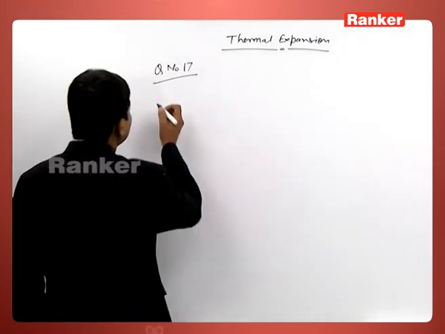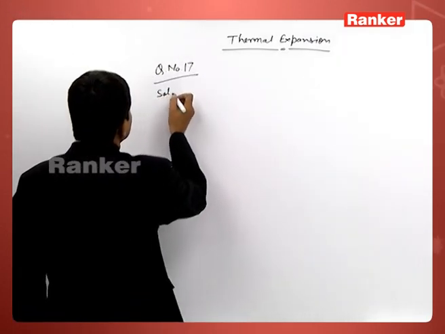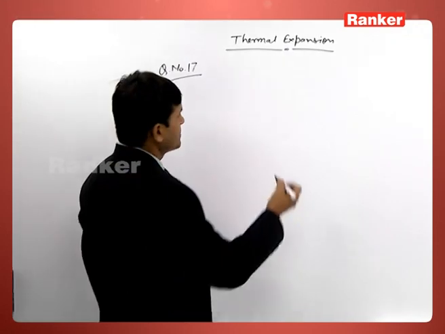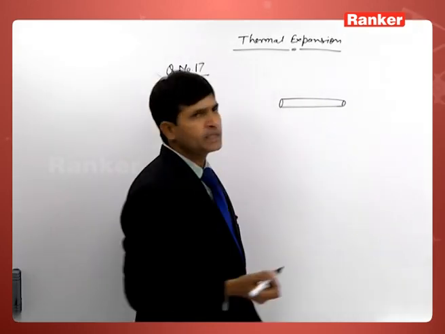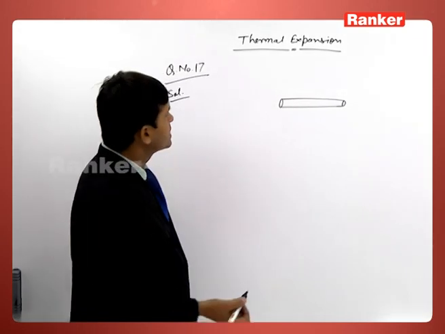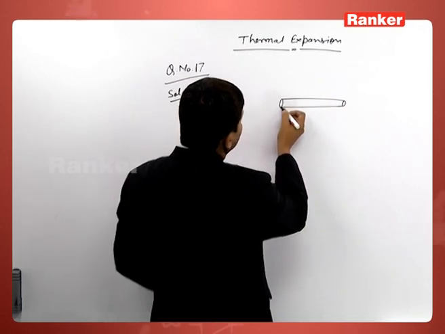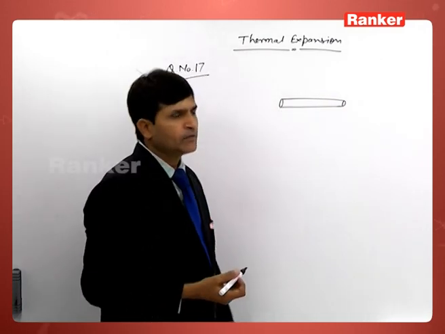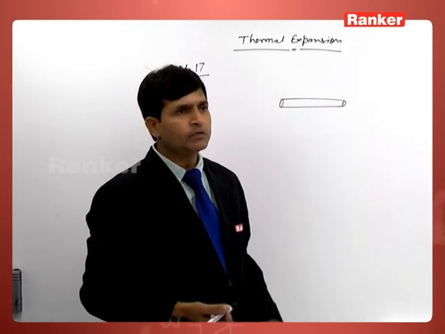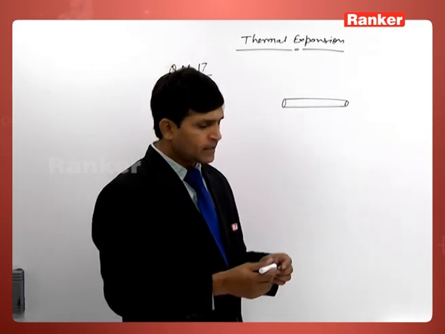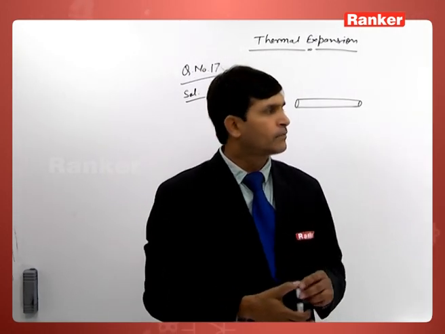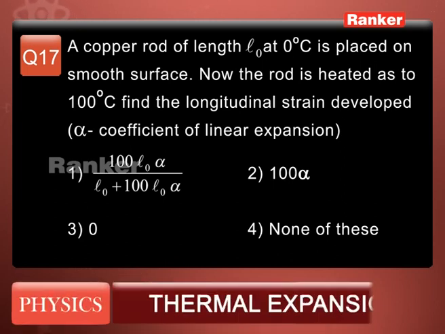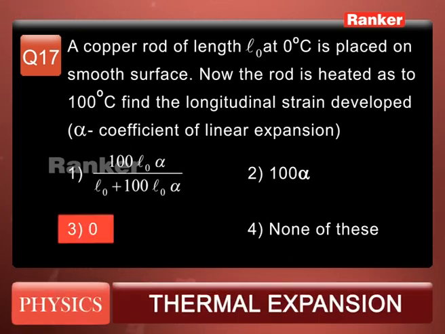The main important point here is that this is basically a conceptual question. This rod is kept on a smooth surface. For elongation, a certain force is needed from the ground. But the ground is smooth, so no force will be there. That's why it is unable to expand, so the linear expansion of the rod will be 0. So our correct answer is option number 3, with 0.